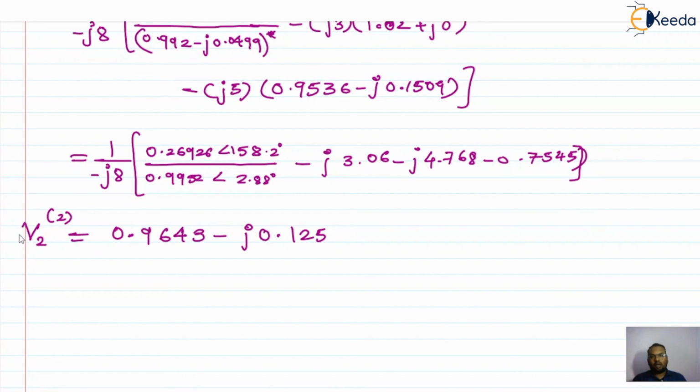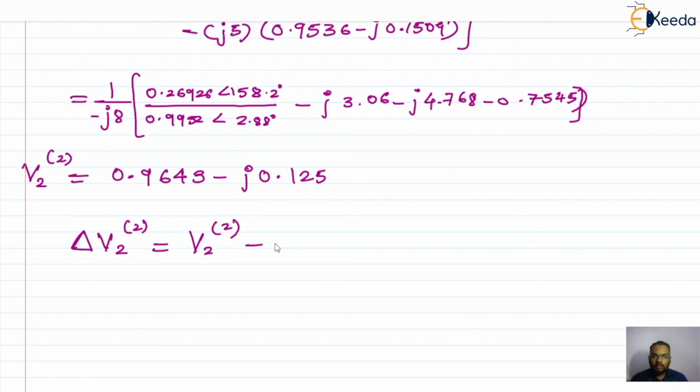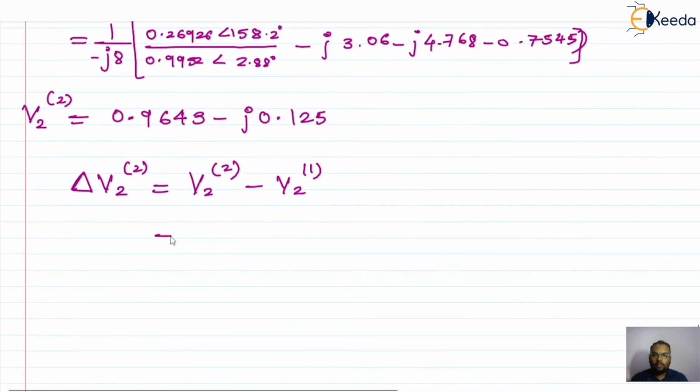But this is not the answer, because we have to find the accelerated value since acceleration factor is given. So before we get the accelerated value, first find out the change in voltage at bus 2 at the end of the second iteration. It will be voltage at bus 2 in the second iteration minus voltage at bus 2 in the first iteration. Okay, so we got this value.